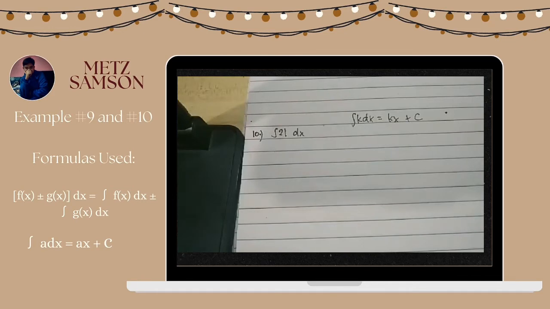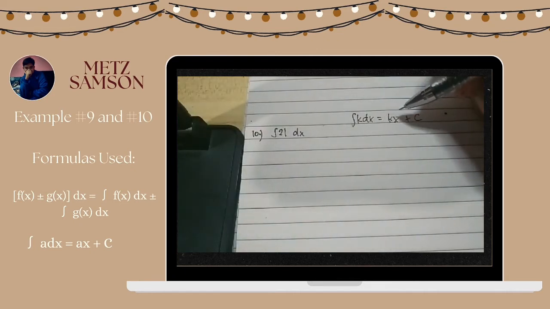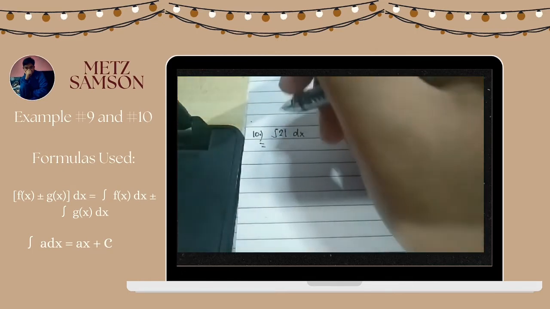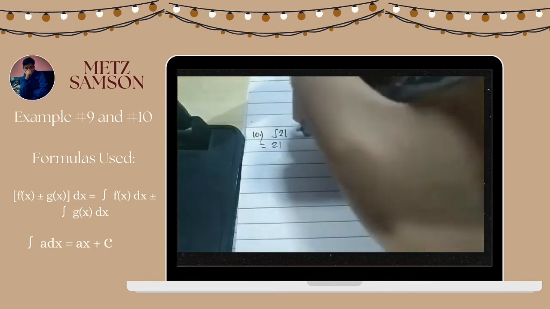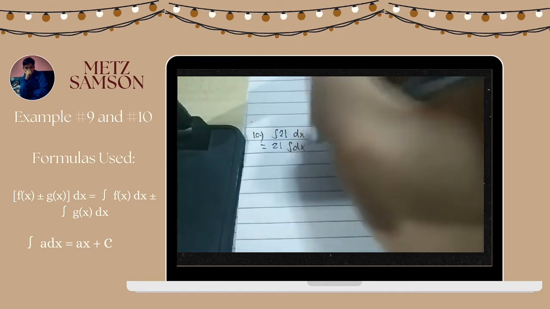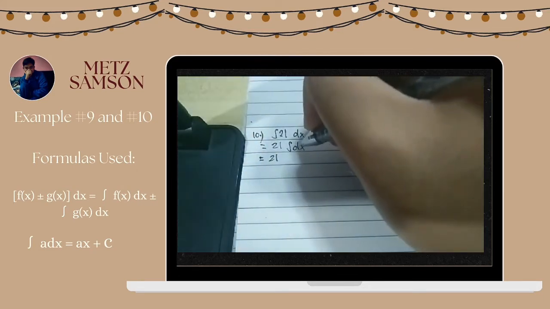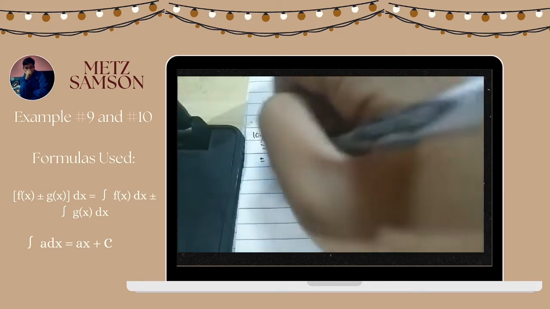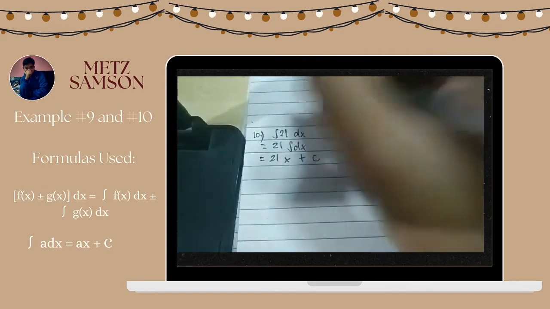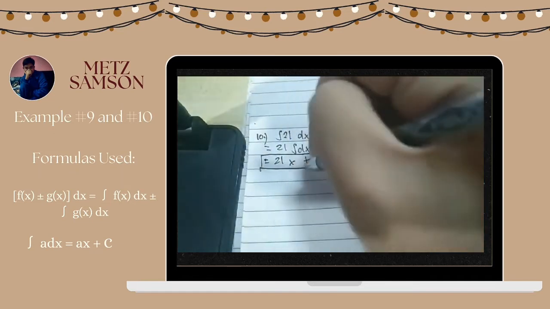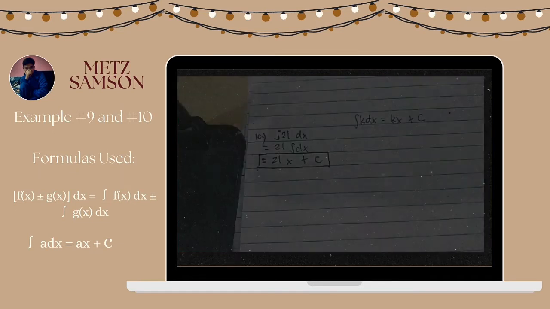For example number 10, we have the integral of 21 dx. The formula we'll use is the integral of k dx is equal to kx plus c, where c is a constant. Using our rule, we need to remove the constant, which is 21, and the integral of dx is x, then plus c. Therefore, our answer is 21x plus c, where c is a constant.